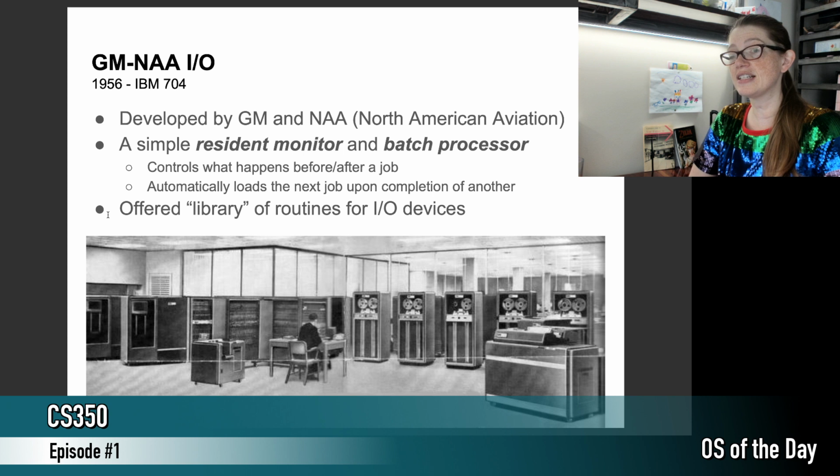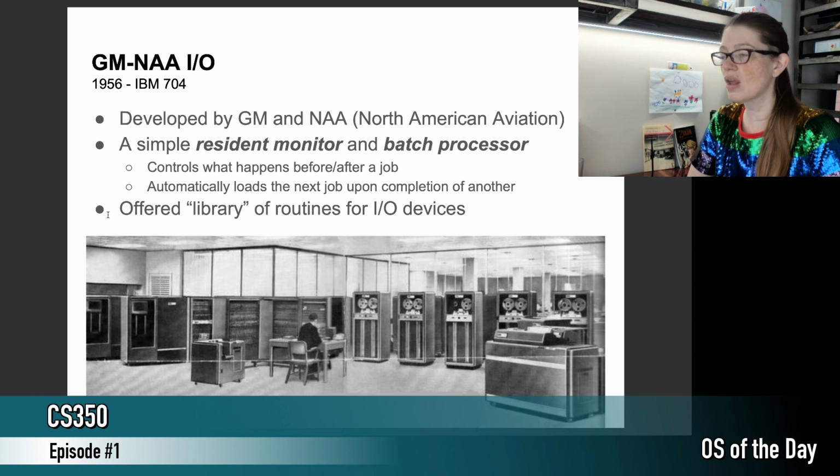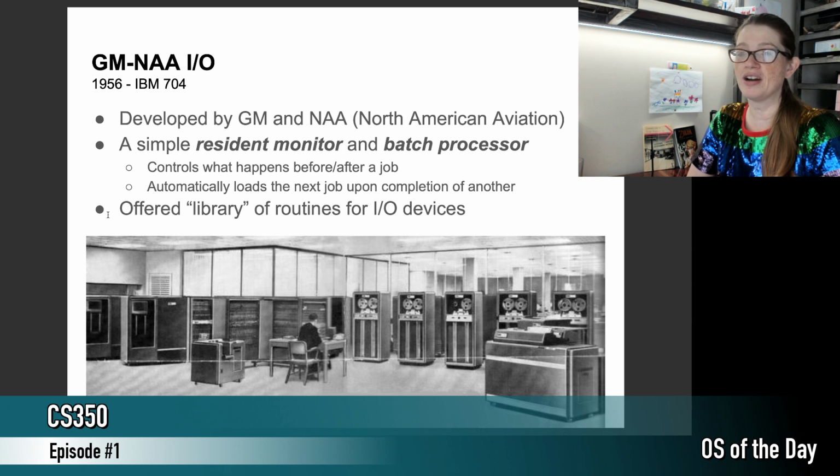One of the earliest successful operating systems was released in 1956 and was called GMNAA-IO, which is such a mouthful. But nobody, of course, ever accused us of being good at naming things. Now, this operating system was a joint development between General Motors and the North American Aviation Association. In this operating system, unlike modern operating systems, which can run on a variety of different hardwares, this operating system could only run on the IBM 704 machine, which you see pictured below.